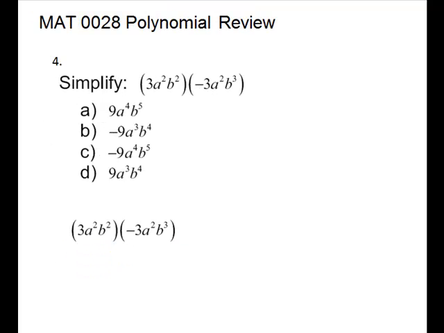Problem 4, simplify. Again, we are multiplying two monomials. Multiplication because it's parentheses side by side. A monomial because there's no signs in between, and no signs in between on this one. So we can rearrange if we like. We'll just move below. For our numbers, we can take them out.